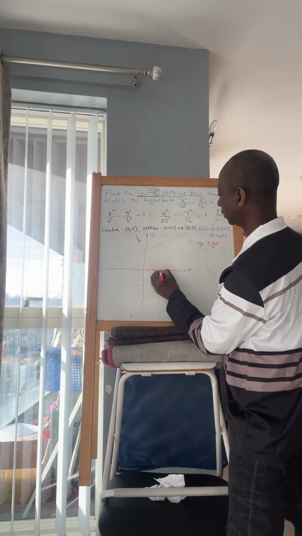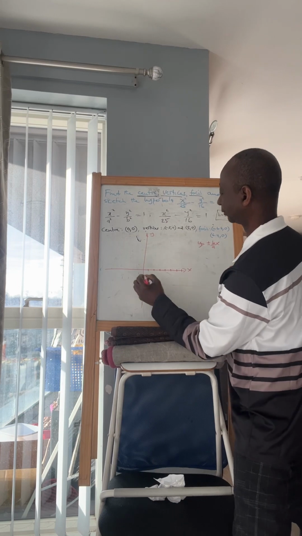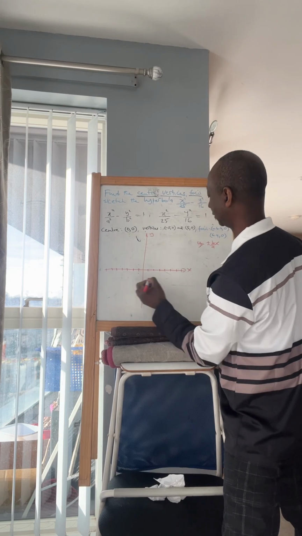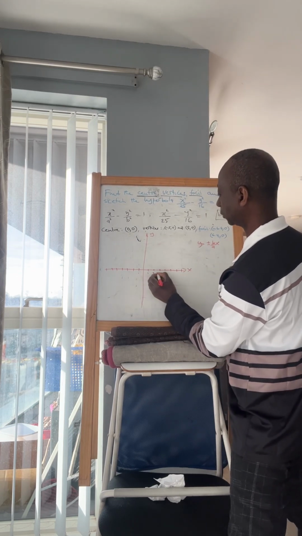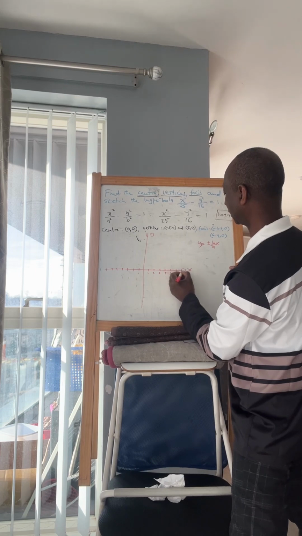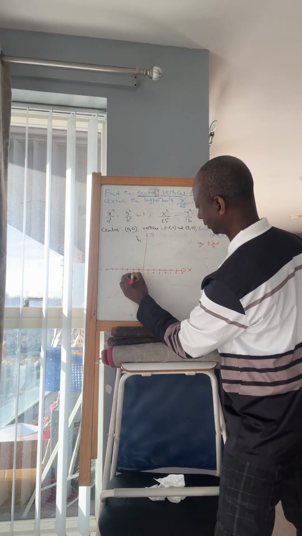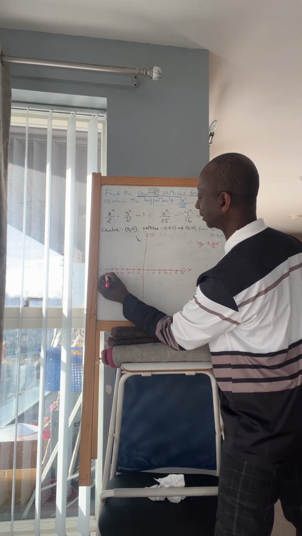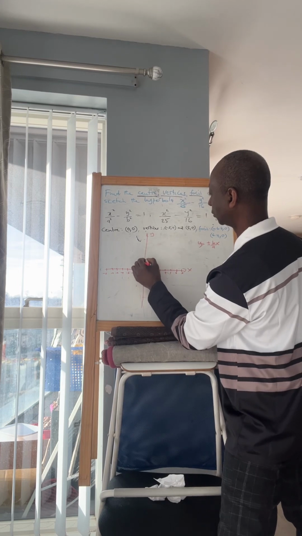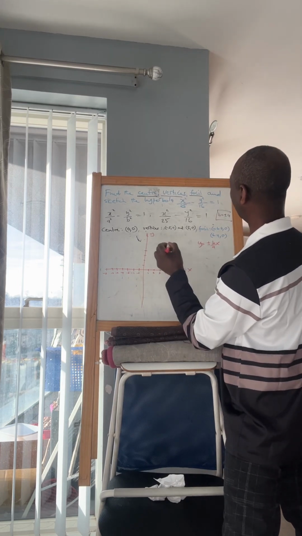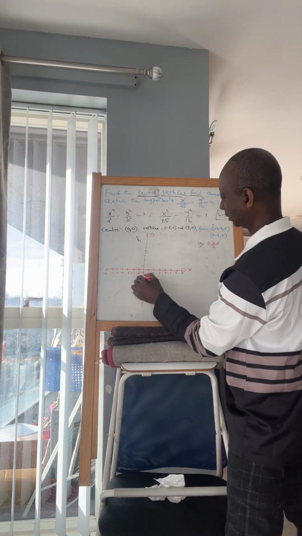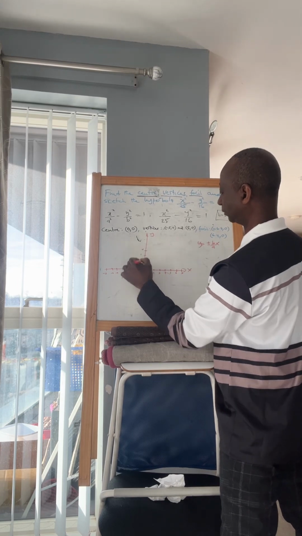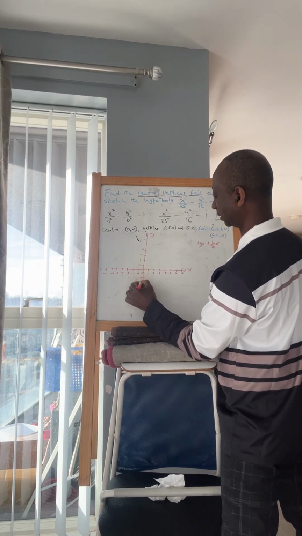1, 2, 3, 4, 5, 6, 7. Again 1, 2, 3, 4, 5, 6, 7. So here you have 1, 2, 3, 4, 5, 6, 7. This side is minus: minus 1, minus 2, minus 3, minus 4, minus 5, minus 6, minus 7. And here again you have 1, 2, 3, 4, and minus 1, minus 2, minus 3, minus 4.